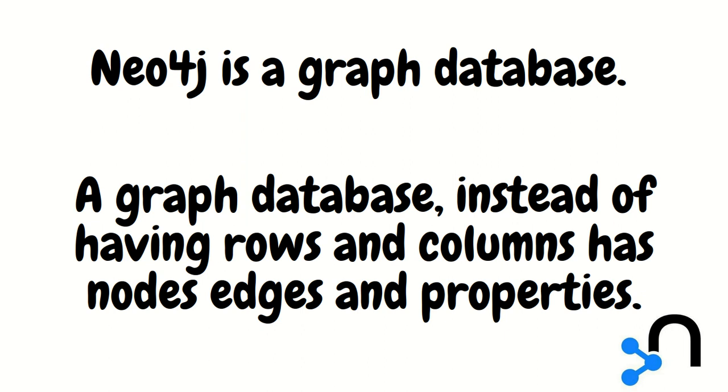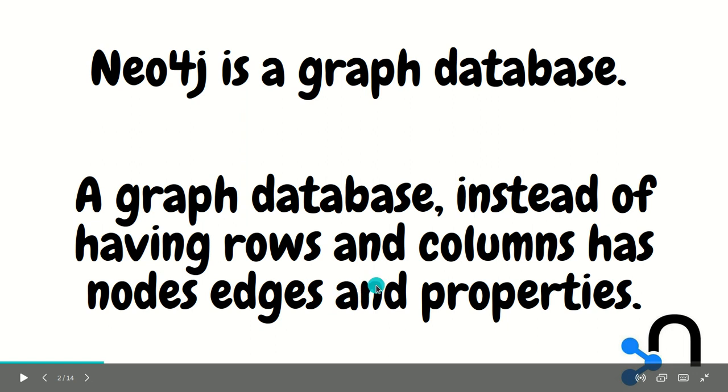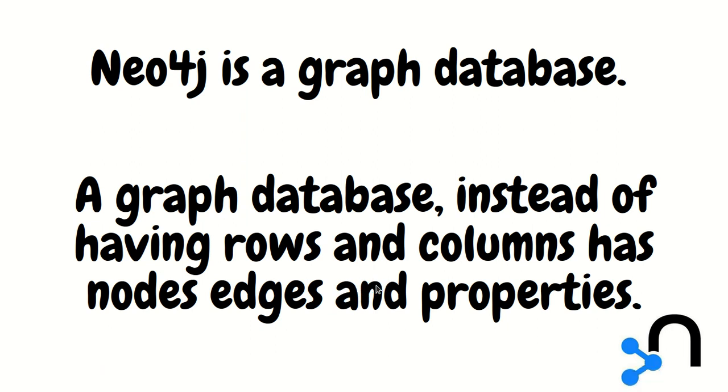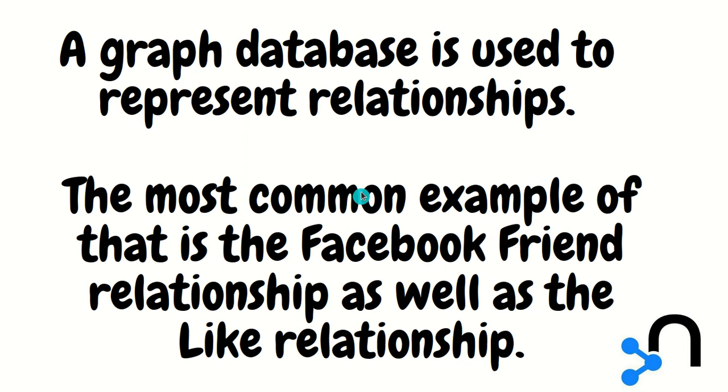So in a graph database, instead of having rows and columns that we have in traditional databases, RDBMS, we have nodes, edges, and properties, right? So all these terms, rows and columns, have been replaced with nodes, edges, and properties. We'll explore this in upcoming slides. A graph database is used to represent relationships. I've already told you, this is used in scenarios in which we have to represent some relationship.